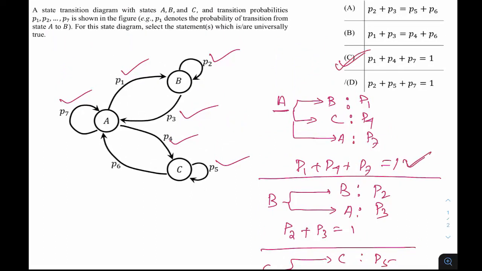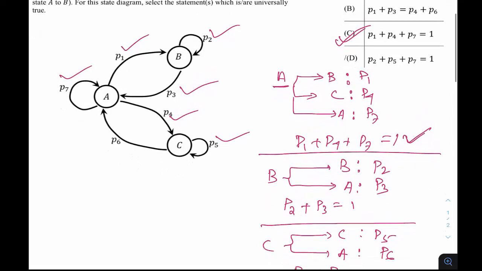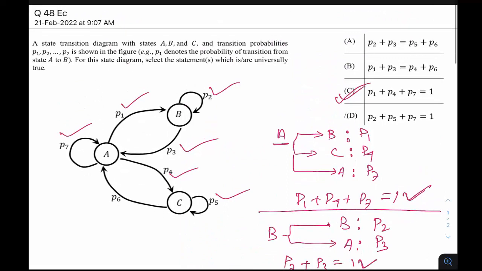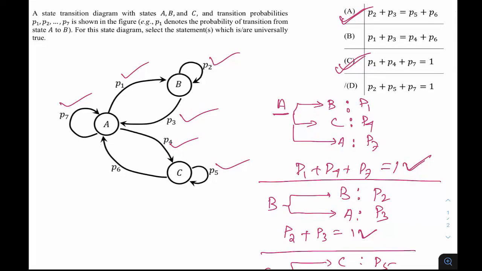So C is correct. Next, P2 plus P3 is 1 here, and P5 plus P6 is 1 here. So 1 equals 1. So I can tell P2 plus P3, which is 1, equals P5 plus P6. Their numeric values are the same. So P2 plus P3 equals P5 plus P6. This is also correct. Now, this is what we concluded from this. Now let us also check the remaining options.